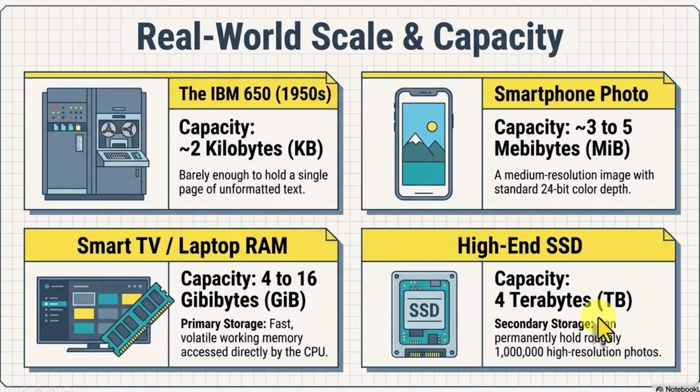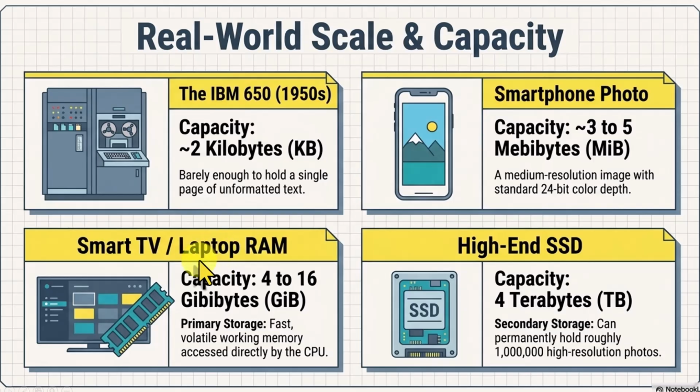And real world scale and capacity: the IBM 650, which was created in the 1950s, had a capacity of 2 kilobytes, 2000 bytes, barely enough to hold a single page of unformatted text. Today in smartphones, the photos you capture are from 3 up to 5 megabytes, which is a medium resolution image with a standard 24-bit color depth.